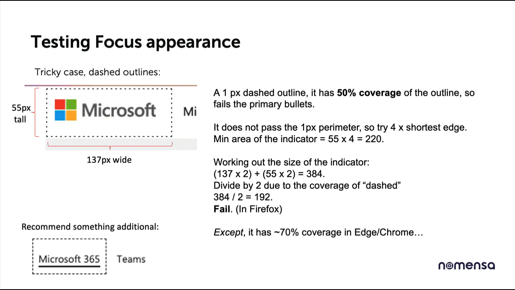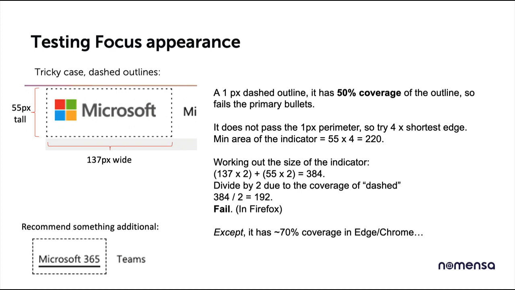In Firefox, however, when I tested in Edge or Chrome, that was more like 3 pixels on, 2 pixels off. So it actually had greater than 50, probably like 60 or 70% coverage. So it would pass if you were testing in Edge or Chrome. So if you are catering to a wide, general public set of browsers, then that's not going to pass. If you are in maybe an intranet environment where you've only got Edge or Chrome, you can make that case and that would pass in that scenario.